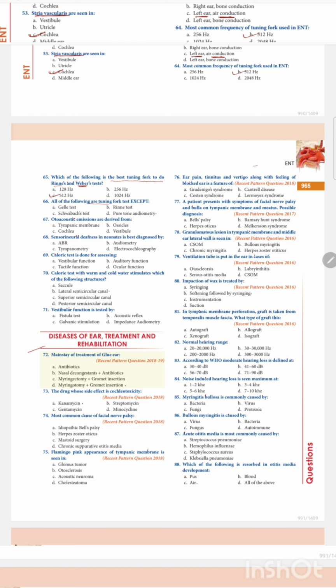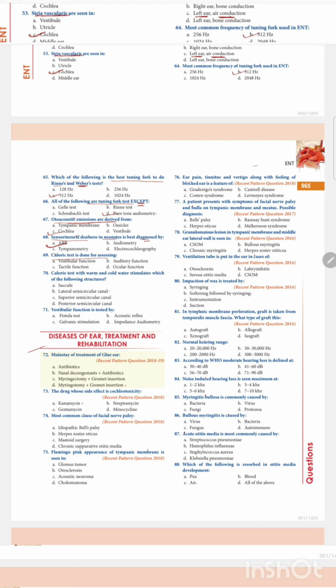All of the following are tuning fork tests except: the Gelle test, Rinne test, Schwabach test, and pure tone audiometry test. Pure tone audiometry is not a tuning fork test. Otoacoustic emissions are derived from the cochlea. Sensorineural deafness in a neonate is best diagnosed by ABR.